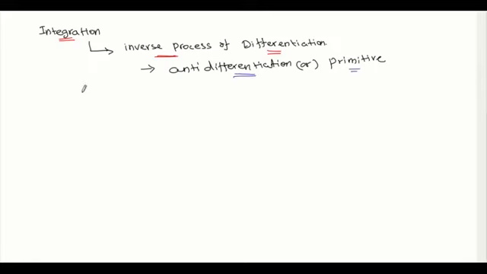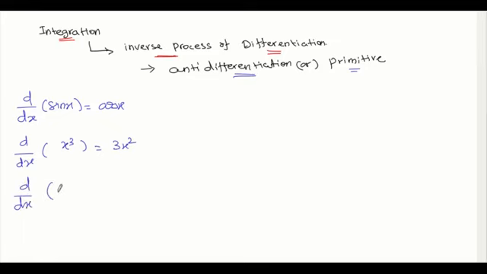So here we consider the function: the differentiation of sin x is cos x. We can also take the differentiation of x cube, which is 3x squared. And one more, d by dx of e power x itself is e power x only. Now when we consider this, differentiation of sin x is cos x. So here cos x is the derivative of sin x.